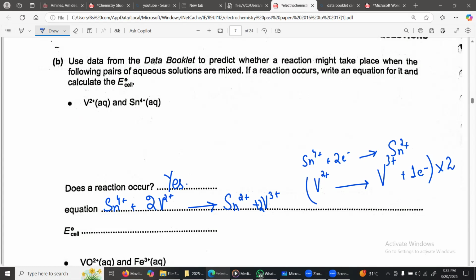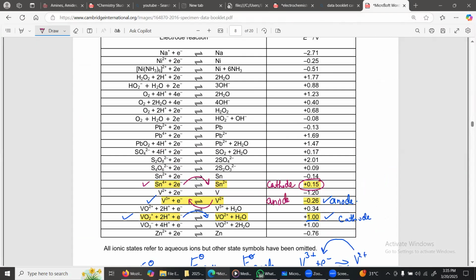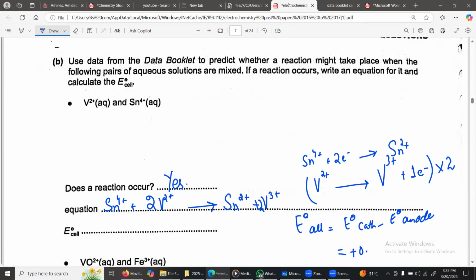And how can you find E naught of the cell? E naught of the cell is equal to E naught of cathode minus E naught of anode. We have decided which one is cathode and which is anode. So this one is the cathode, positive 0.15, minus, I think it was 0.26, minus 0.26 obviously. So its answer is positive 0.41. And obviously, if it is positive, it means that this is a feasible reaction.